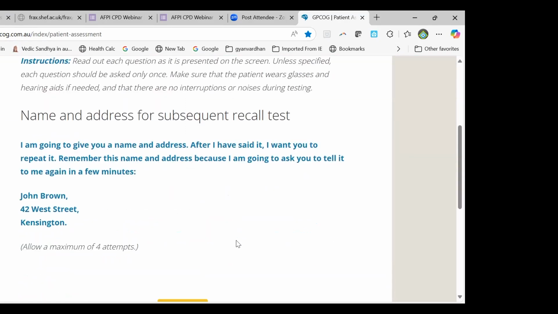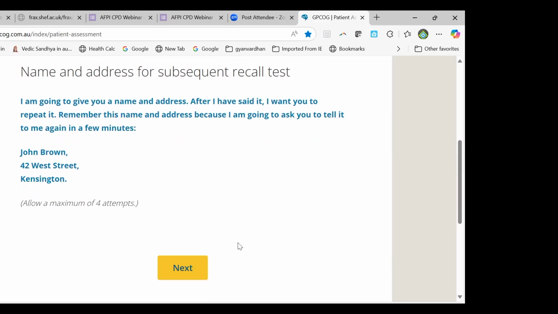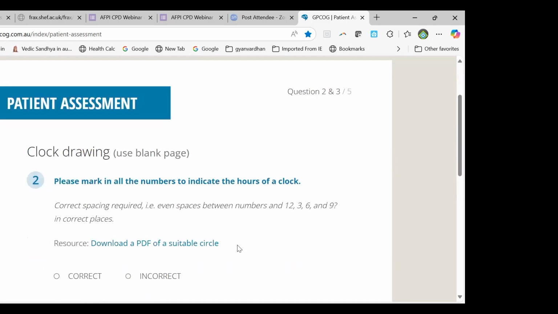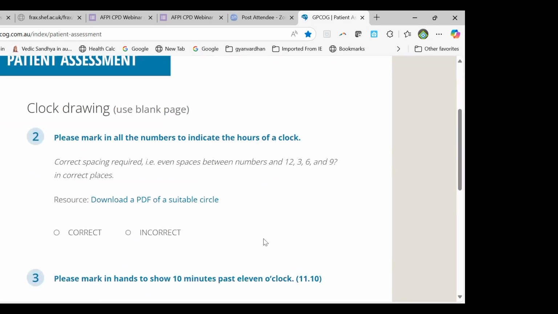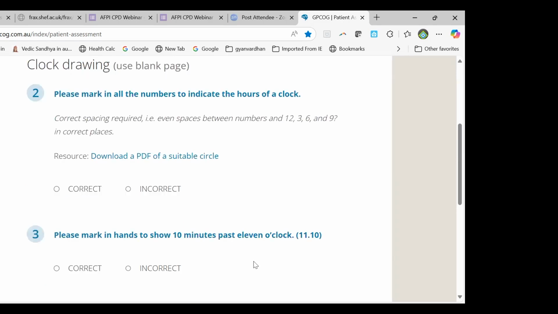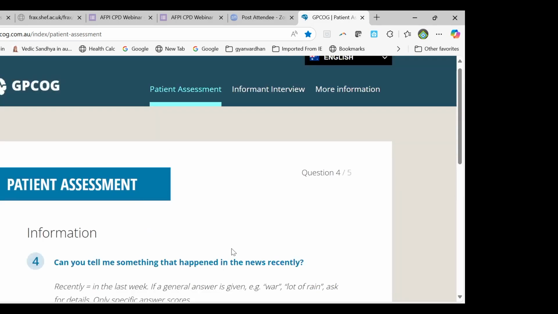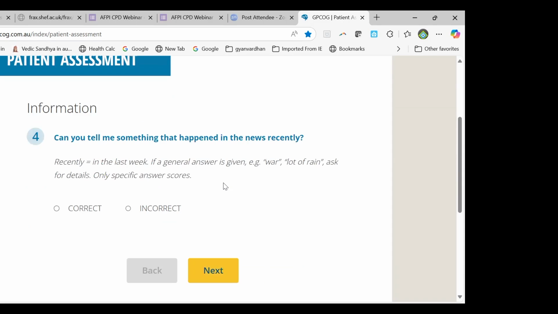So you say it like this: I'm going to tell you a few names and addresses, and I'll ask you a couple of questions, and then you'll have to repeat whatever 4 things I told you. You ask about his orientation in time, and then you give them a circle and tell them to draw a clock, and then you give them a time that you want them to draw, maybe 10 minutes past 11, and you mark them upon how they draw. And can you tell me what happened in the news? That's about assessing their orientation again.